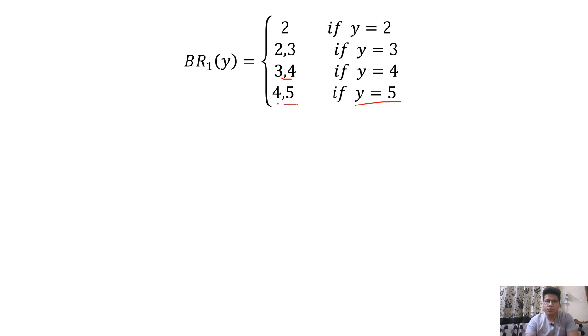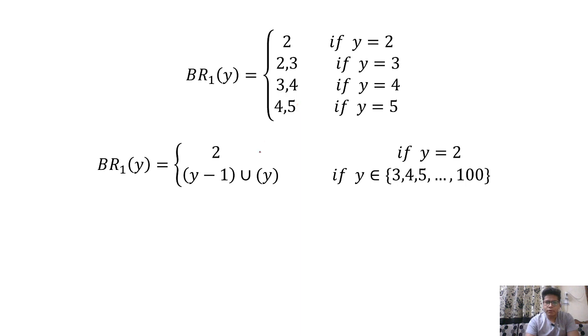So let's draw the best response for player 1. Let's draw the best response for player 2 here. Basically you can see the best response for player 1 is 2 when y is equal to 2. If y is equal to 3, then you choose either the value of y or the value y minus 1. So 3 minus 1 is 2, 4 minus 1 is 3, 5 minus 1 is 4. So you are indifferent between both these values.